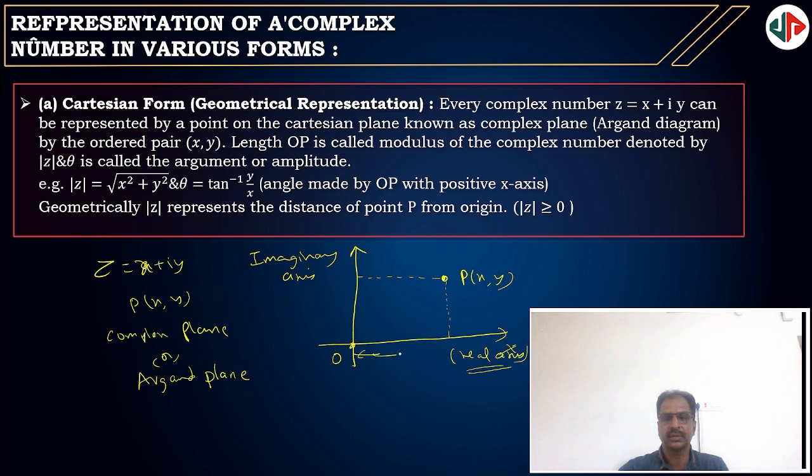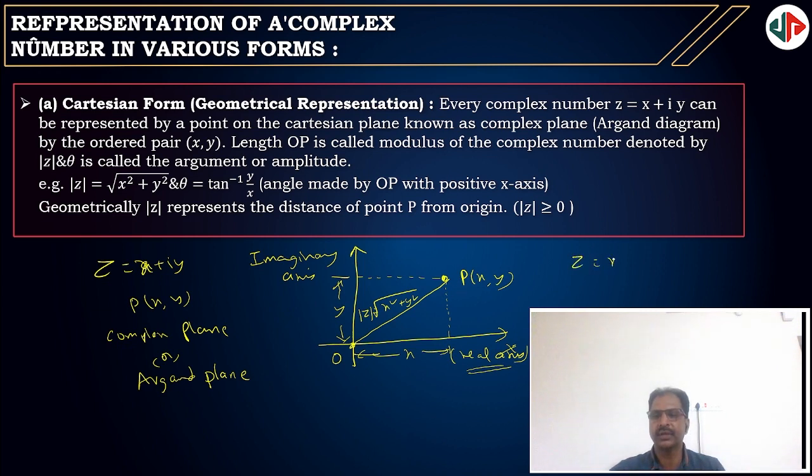This distance is x and this distance is y. And the distance of that point from origin, which is nothing but under root x square plus y square, is known as its modulus, denoted with mod. So what is the definition of modulus of a complex number? It is the distance from origin to the point P which represents a given complex number.